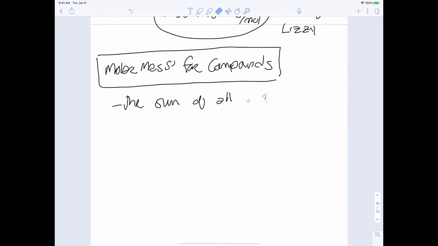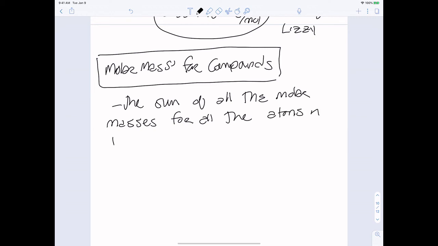I should probably try a little bit harder for my handwriting, guys. Sorry. Sum of all the molar masses for all of the atoms in the compound.